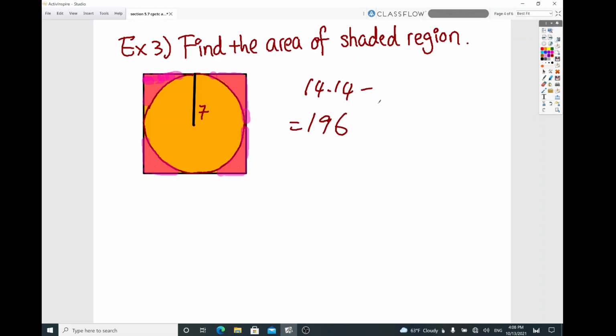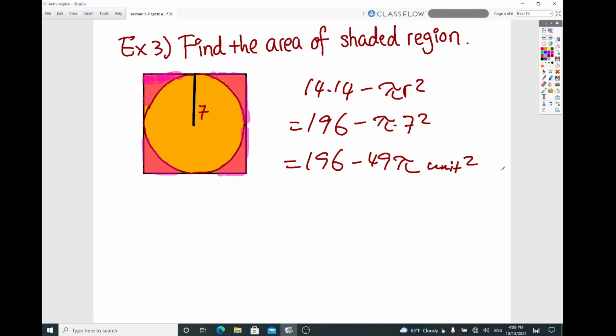And then minus the area of a circle, pi r squared. So minus pi times 7 squared. So 196 minus 49 pi. Now the thing is that this one doesn't say that you have to round it. So that means we just leave it the way it is. You probably want to put in square units for the area of the shaded region, or just leave it with the value. So the exact value means there's no rounding, there's no approximation.